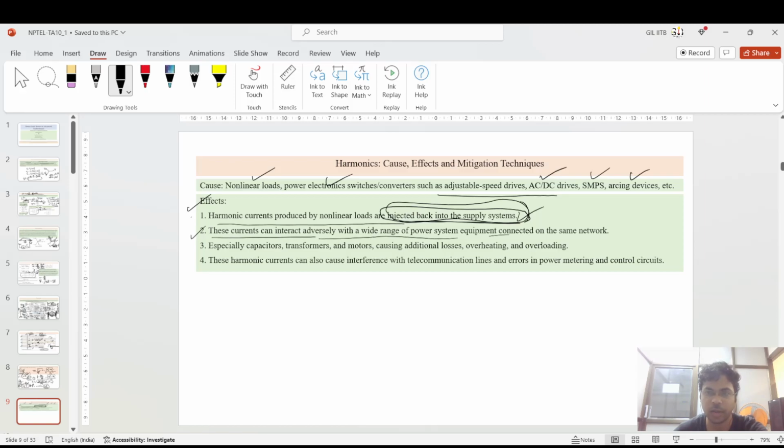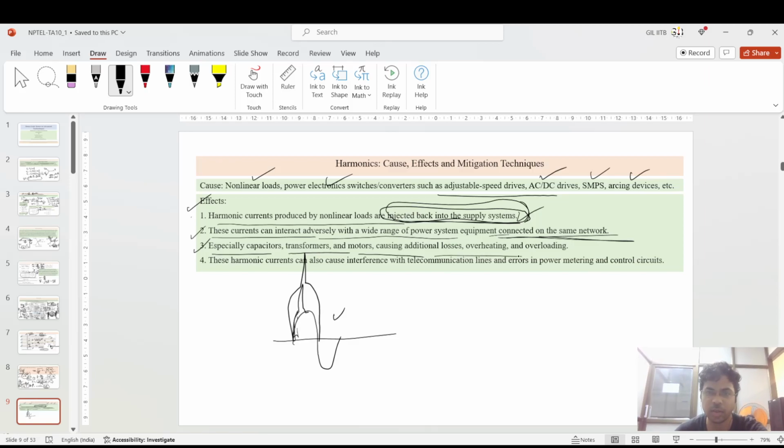Second thing is that this current can interact adversely with the wide range of power system equipment connected on the same network. That is because if you have a non-linear load and you get a certain distortion, certain spikes, and you are injecting reactive power at that particular point, then the voltage which you need will also have these spikes, so that is not desirable.